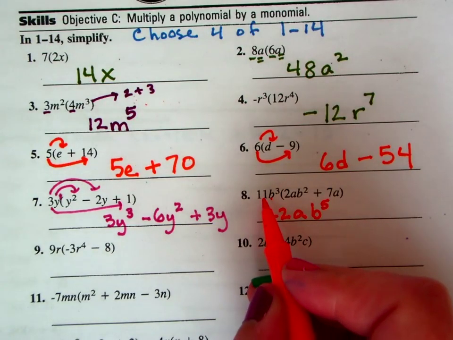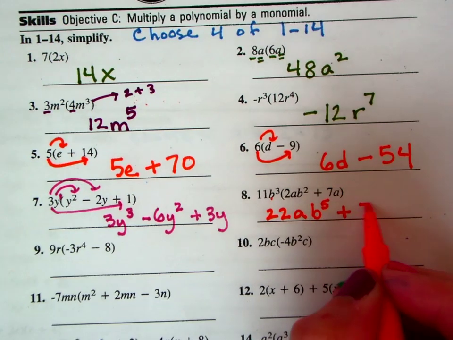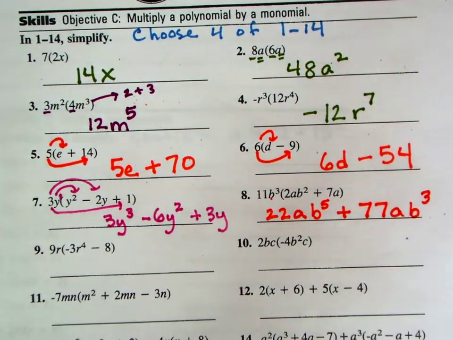And then this one here, we can't combine anything, but we can write the plus. 11 times 7 is 77. And we just write a b cubed, or b cubed a is fine as well. The order does not matter.